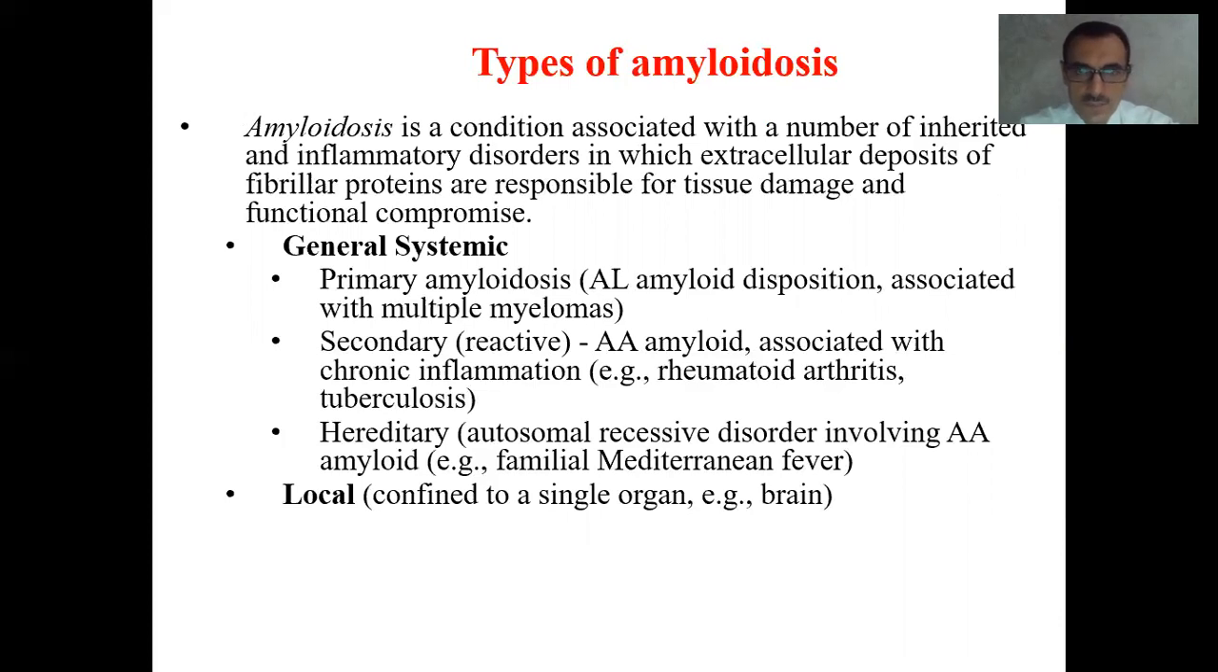The general systemic amyloidosis also has some subtypes. We divide it into primary amyloidosis, for example, AL amyloid deposition associated with multiple myelomas, secondary or reactive amyloidosis, AA amyloid associated with chronic inflammation in rheumatoid arthritis, tuberculosis, and hereditary amyloidosis, an autosomal recessive disorder involving AA amyloid, for example, familial Mediterranean fever. And local amyloidosis is confined to a single organ, for example, the brain.